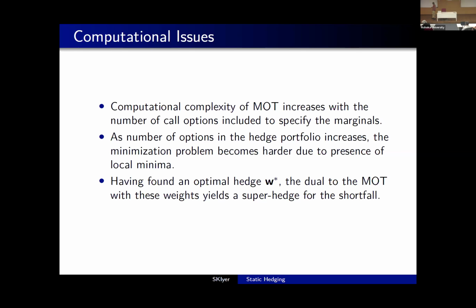But having found an optimum value for our problem, let's call it W star, we can actually try to look at the dual of this problem, right? The dual of the MOT with these weights, W star. And that would yield us a super hedge for the shortfall. And this super hedge would potentially be much cheaper than setting up a super hedge for the target option.